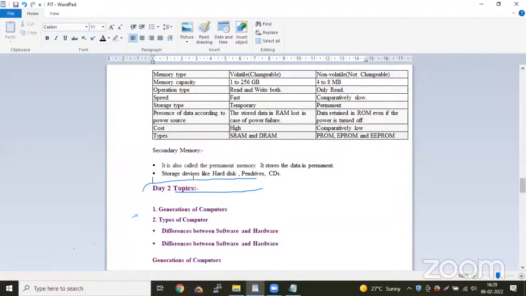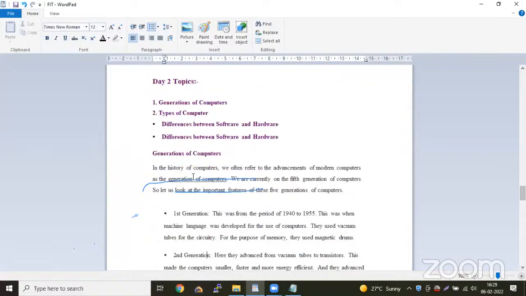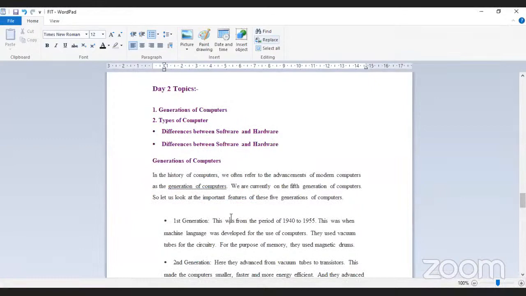Okay, right. Next one is what? Generations of computers. This is a very important topic. So there are five generations of computers, and we'll see them one by one. There will definitely be improvements in computers and computer devices as the generations increase.